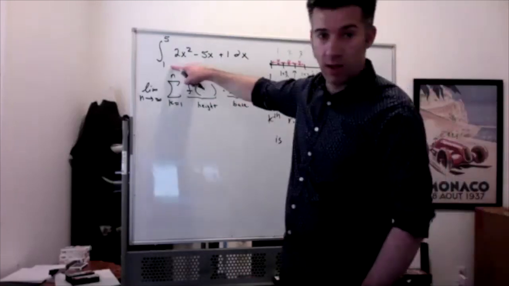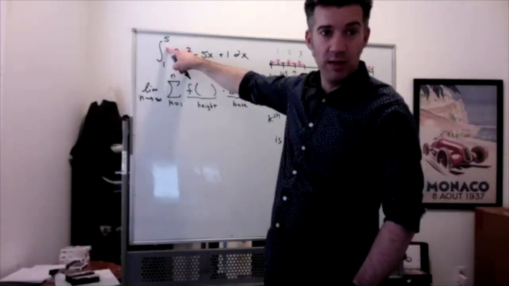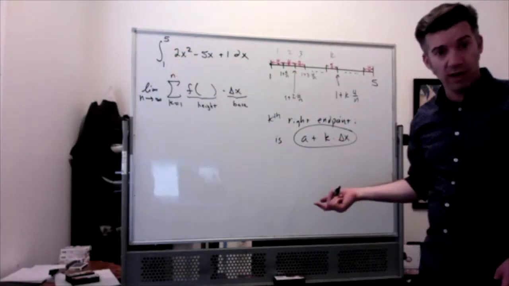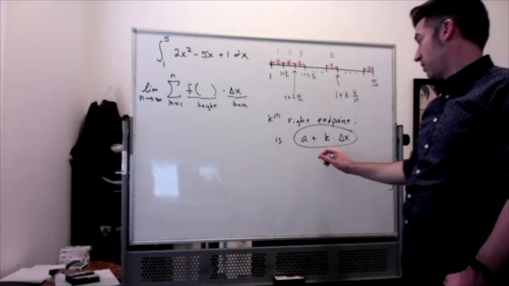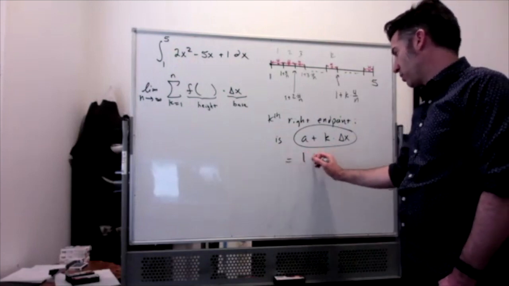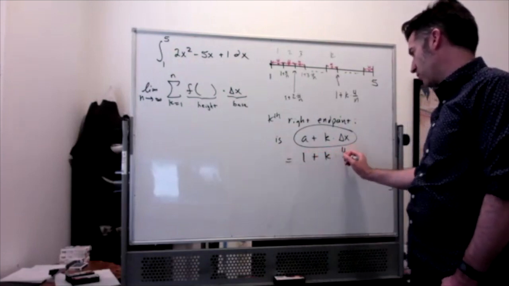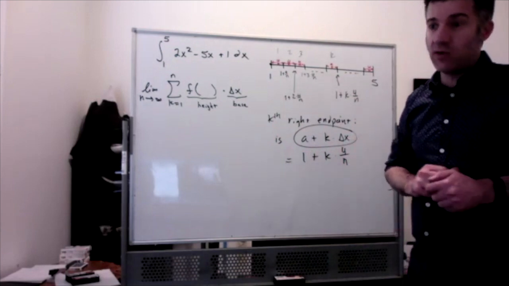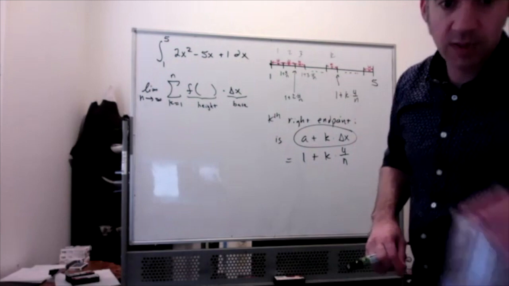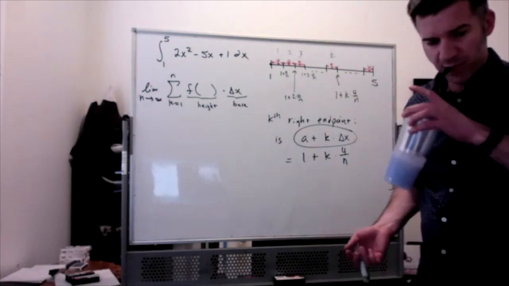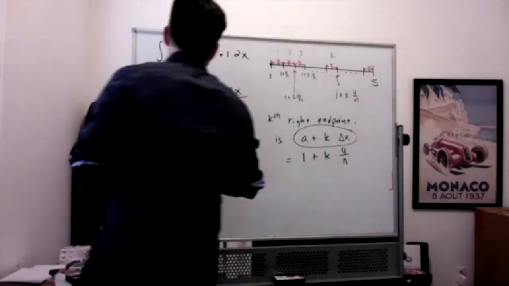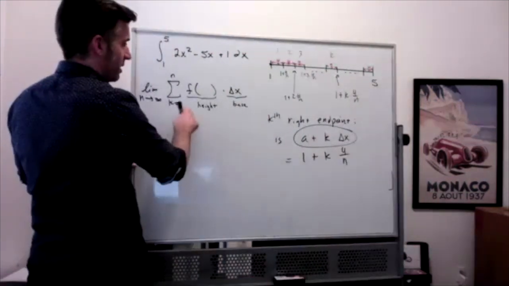Right, your lower limit is a, your upper limit is b. K is just k, and delta x in this case is 4 over n. So your kth right endpoint is 1 plus k times 4 over n. That always works if you're using right endpoints, which hopefully you are. All right, so our height is going to be f of that.